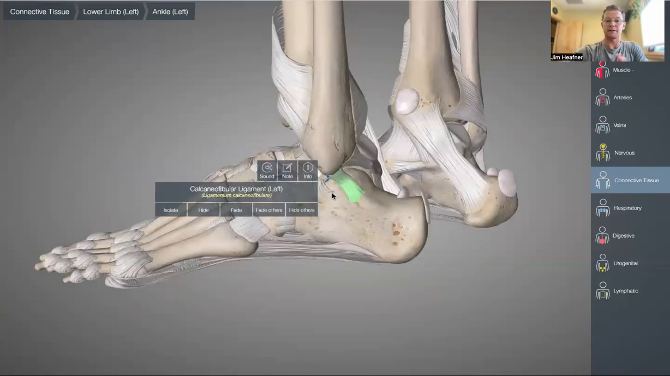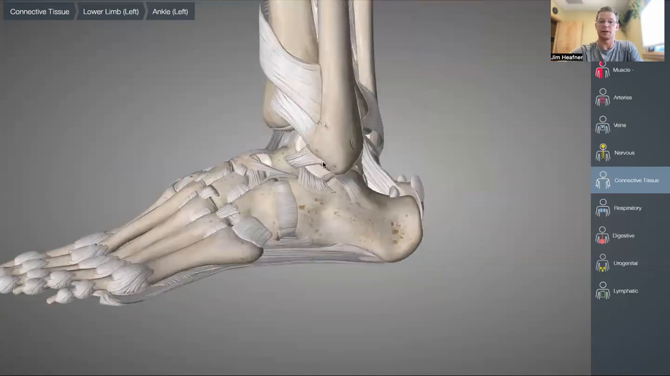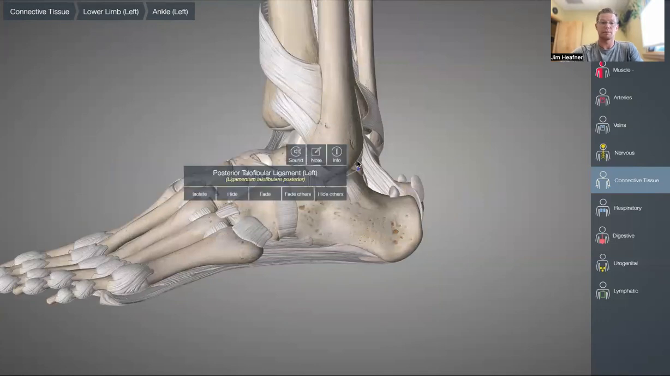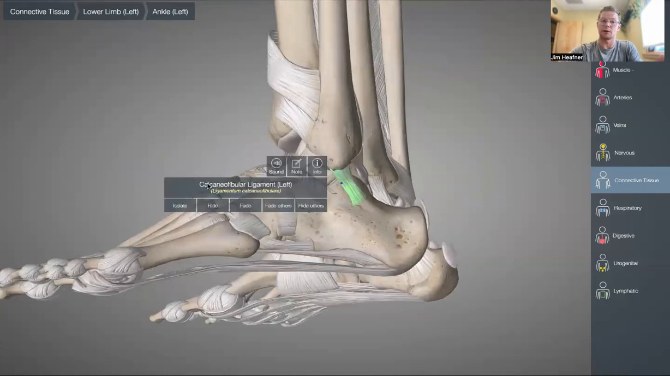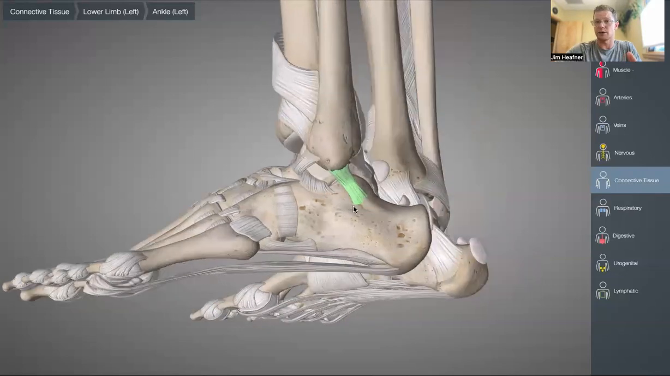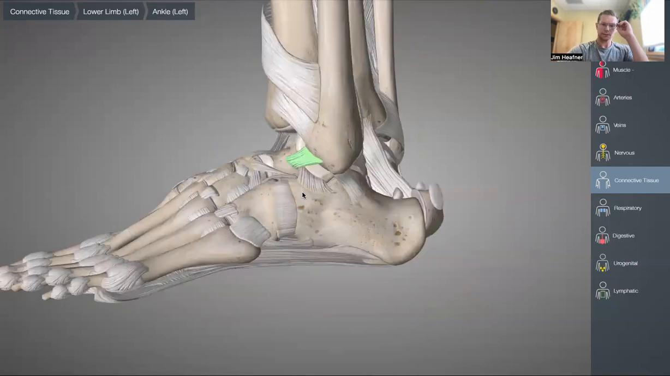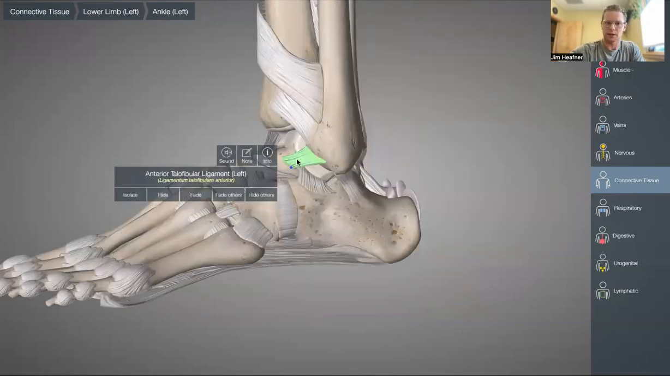Then we have our CFL, calcaneofibular ligament, and then our PTFL. So remember this as ATFL, anterior talofibular, PTFL, posterior talofibular, and then CFL, which is easier to remember. It runs from your calcaneus to your fibular head. Those three ligaments make up that lateral ankle complex, and depending on how the ankle is stressed with movement, that determines where the injury happens. I want you to see how those three ligaments connect into lateral ankle sprains.